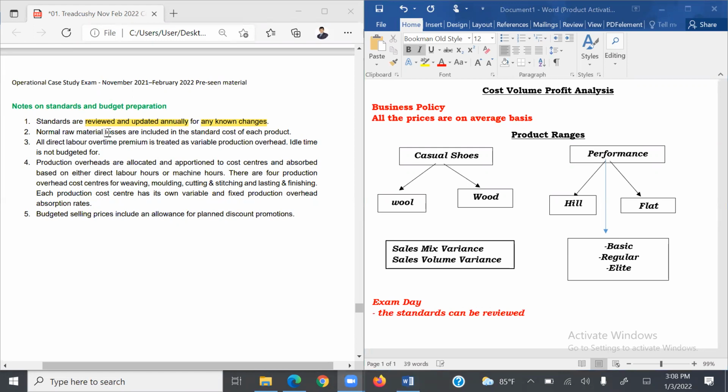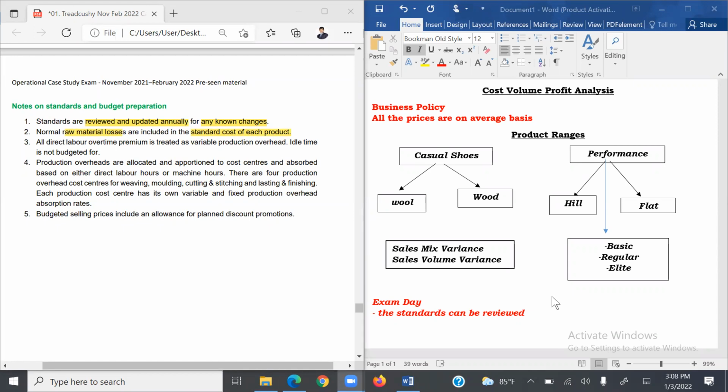Normal raw material losses are included in the standard cost of each product. So get that understanding very clearly, students. That is the basic understanding that you need to keep in mind: raw material losses are included in the standard cost of each product.